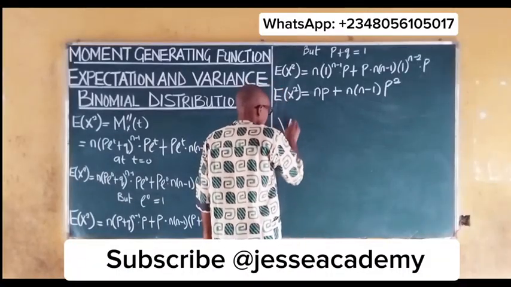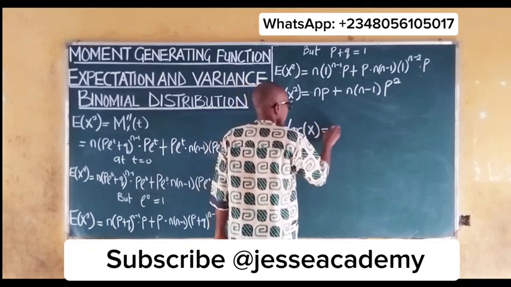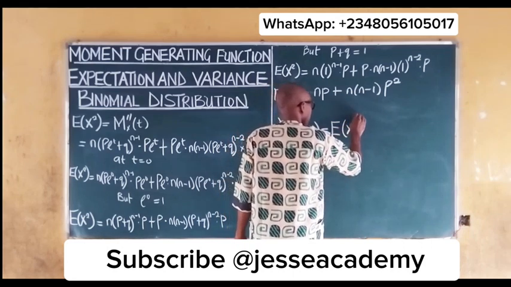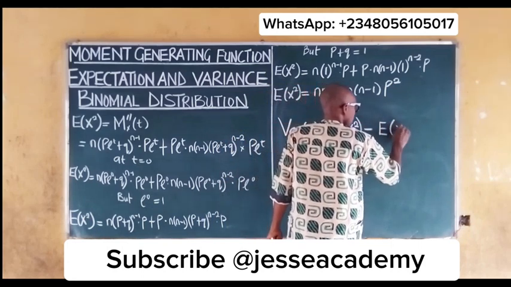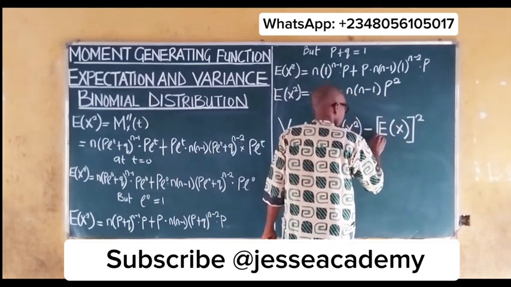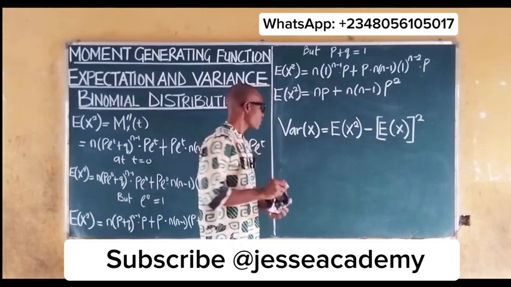The variance of x is equal to the expected value of x squared minus the expected value of x, all squared. This is how to look for the variance.